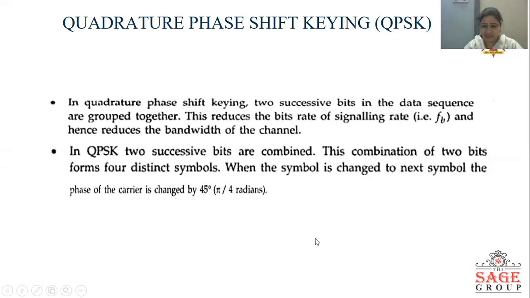When the symbol is changed to the next symbol, the phase of the carrier is changed by 45 degrees. That's why it is known as quadrature phase shift keying. That means for each change in the symbol, there is a change in the phase of the carrier by 45 degrees.